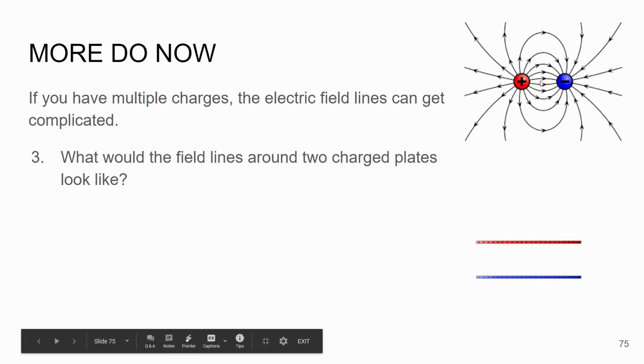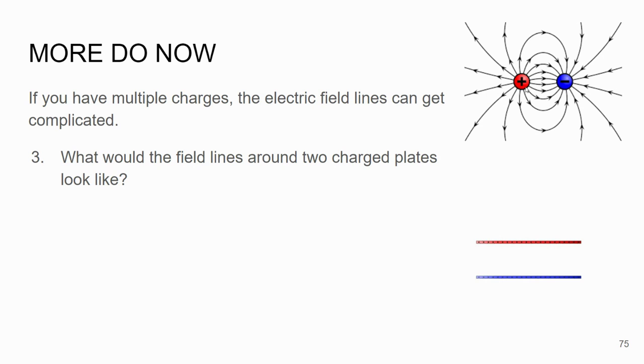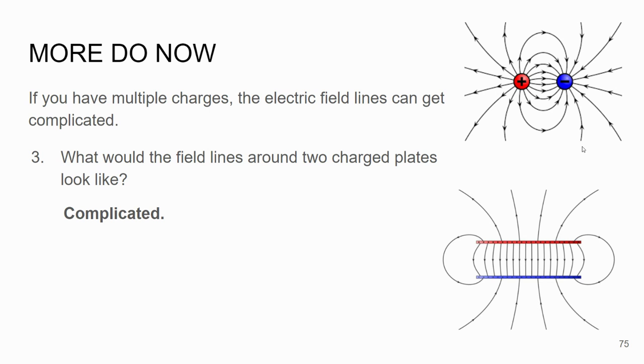If you have multiple charges, it starts to get really complicated. So it's not just radially out, radially in. Everything's curving. It's a big mess. So question 3, what would the field lines around 2 charged plates look like? So these are not point charges. These are like 2-dimensional plates, basically, is how we treat them. Going back into the page, the field lines around these guys, it gets really messy. There's a lot going on here.